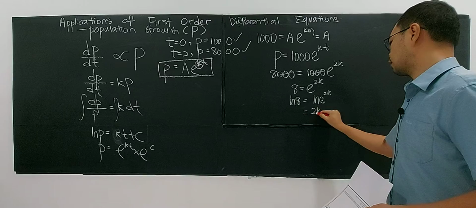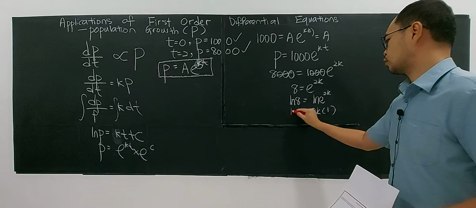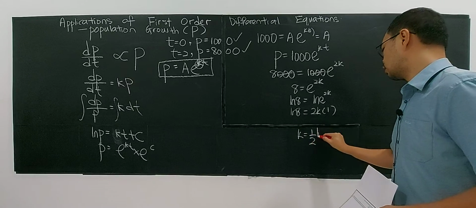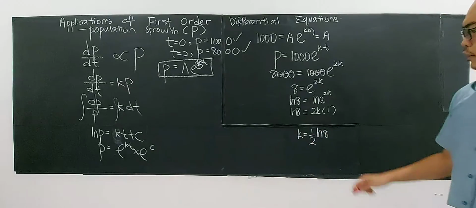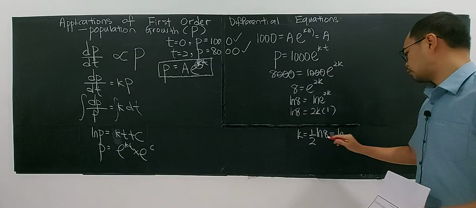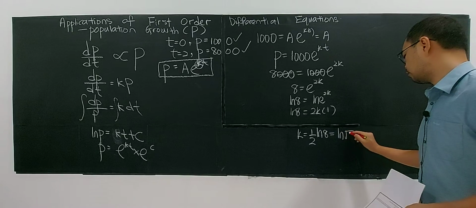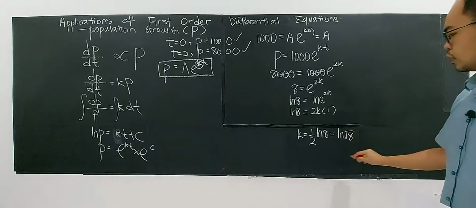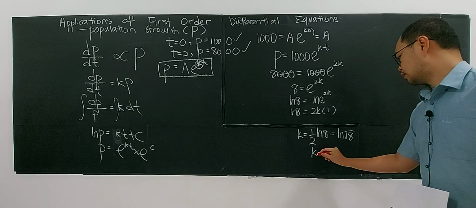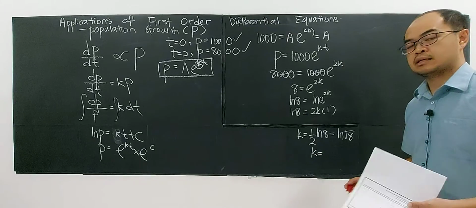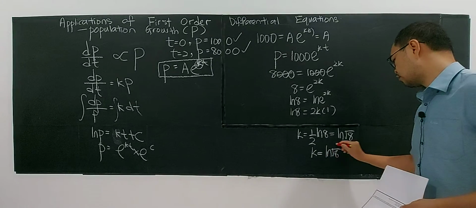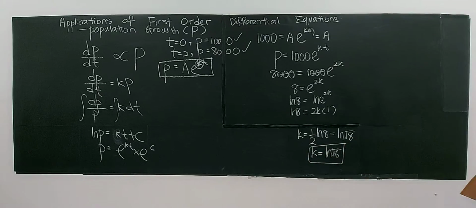So 2K ln e is 1, right? So ln 8 and K will be 1 over 2 ln 8. All right, 1 over 2 ln 8. Or we can rewrite this, 1 over 2 means the square root of 8. You can change this into decimal, but it's less accurate, right? So of course I prefer using the exact value of K. So I have K equals ln square root of 8.